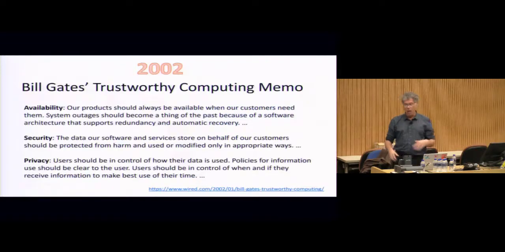And as a result of that, in 2002, Bill Gates penned the Trustworthy Computing Memo, and it's worth reading a little bit of it. He identified availability, security, and privacy as three key goals. We're going to hear more about security and privacy today from Uvar, and I will talk a little bit more. Products should always be available, so this goes to the SLA. This is before we had Azure, but system outages should become a thing of the past. Software architecture supports redundancy and automatic recovery. Security: the data our software and services store should be protected from harm. Privacy: users should be in control of how their data is used.